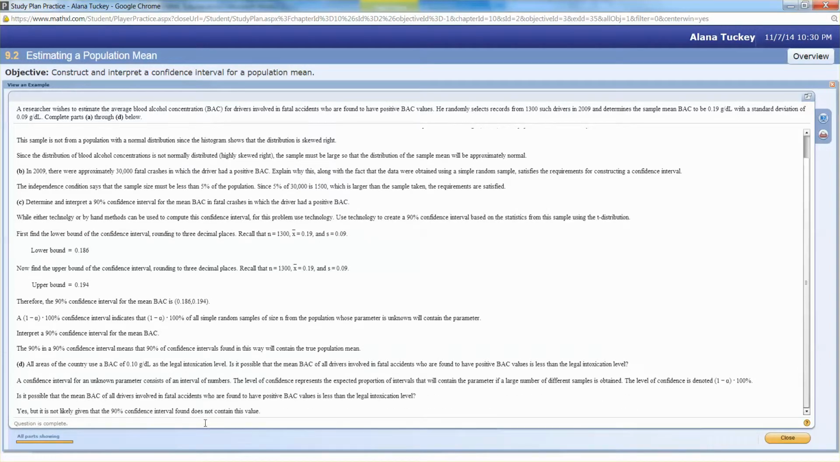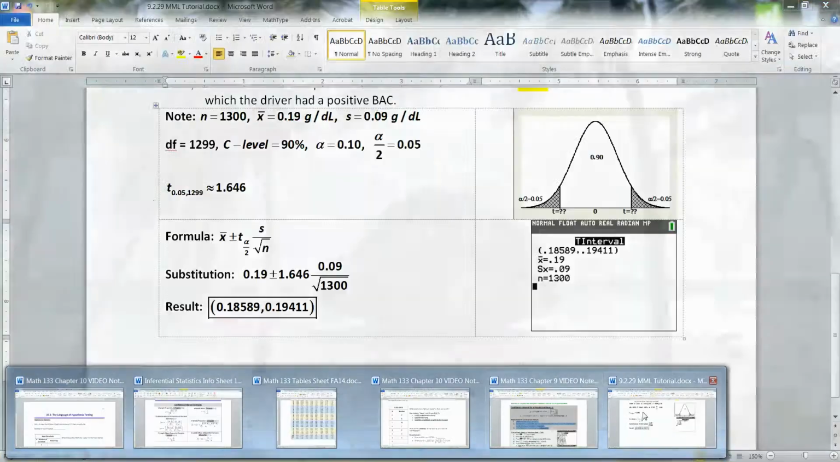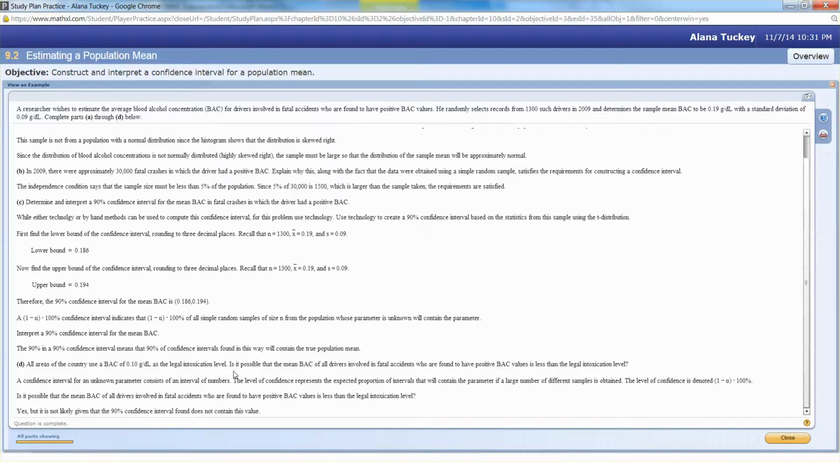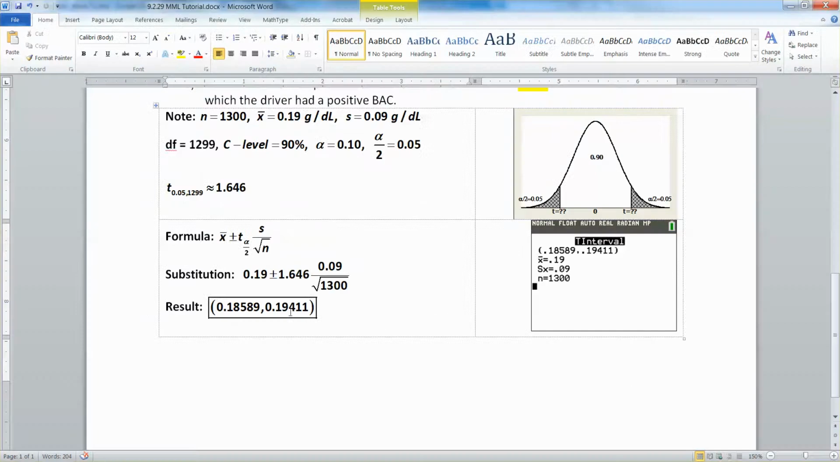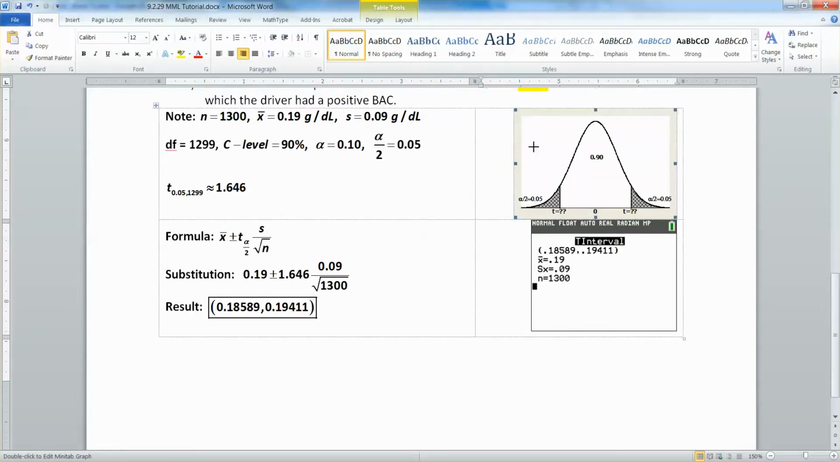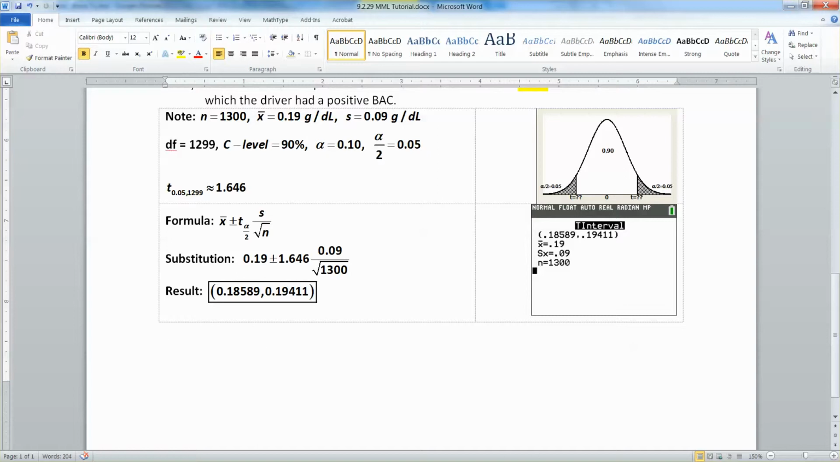Okay, so 0.10, let's look back at our interval for a second. So our interval is from 0.185 to 0.194. And let me read the question again. They're asking, is it possible that the mean BAC of all drivers involved in fatal accidents who are found to have positive BAC values is less than the legal intoxication level? So what they're saying is, is it possible that it's less than what we had? And the answer is sure, it's possible. I mean, we're not 100% certain that the mean BAC level is in here. We just are 90% sure it's in there, which means there's a 10% chance that the true level is not in there. So let me type that up.